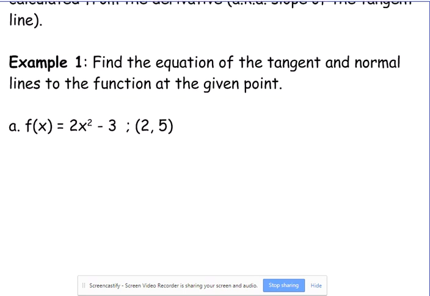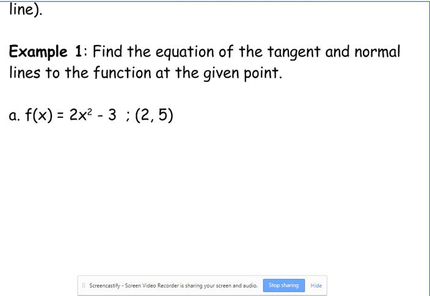Okay, so here we go. Example: find the equation of the tangent and normal lines. If you have not heard about a normal line before, it's perpendicular to the tangent line. The normal line is perpendicular to the tangent line, and if you'll remember, perpendicular lines have the opposite reciprocal slope. So it has the opposite sign, and you flip it over.